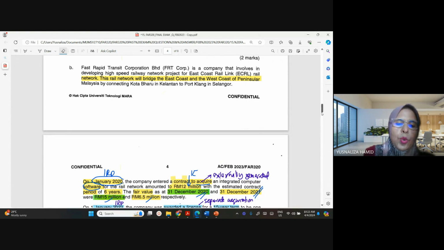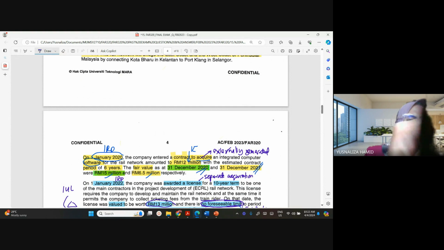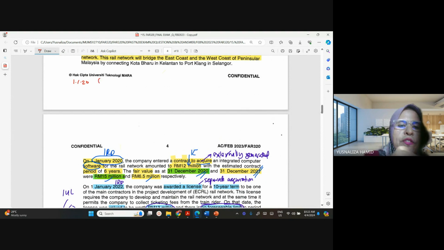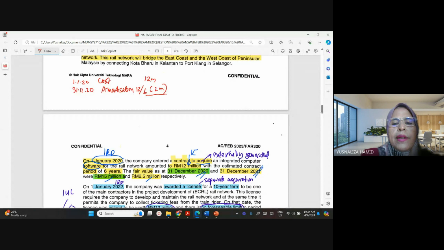You have to discuss for 2020. Before you discuss, just to show you, 1st of January 2020 is the date of initial recognition. This is where you have the cost of the software, so go and find out the information there so that you can calculate the amortization. So 12 million. How do you calculate amortization, class? You take 12 million divided by 6 years, as given in the information. So you will have 2 million, and now you will have a carrying value of 10 million. This is your carrying amount.